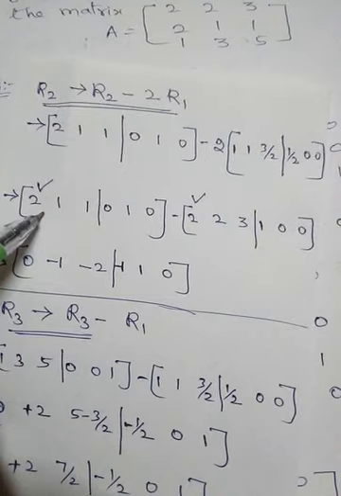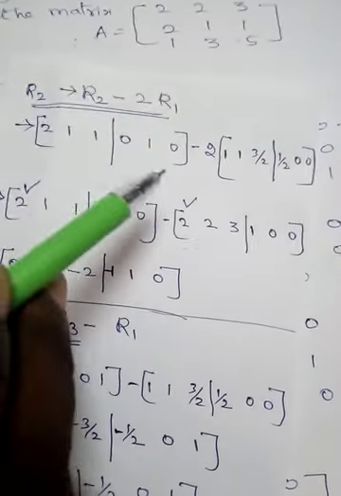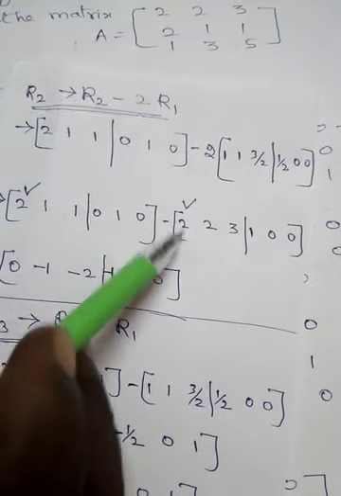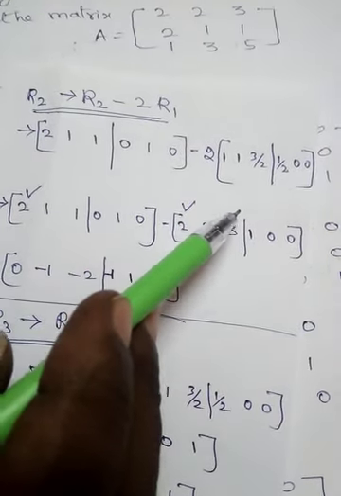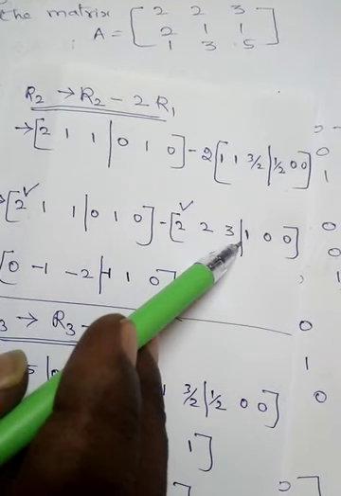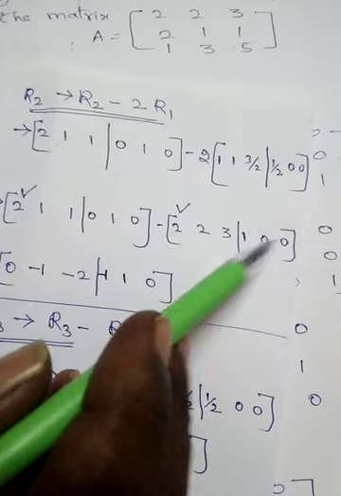So the first row, write as it is. R1 write as it is. There is no change. Minus this 2 goes inside, so that means multiply all the elements by 2. So 2 into 1 is 2, 2 into 1 is 2, 3 by 2 into 2, the 2s cancel, 3 only exists. And then 1 by 2 into 2, the 2s cancel, 1 will exist. And then 0 0 0.